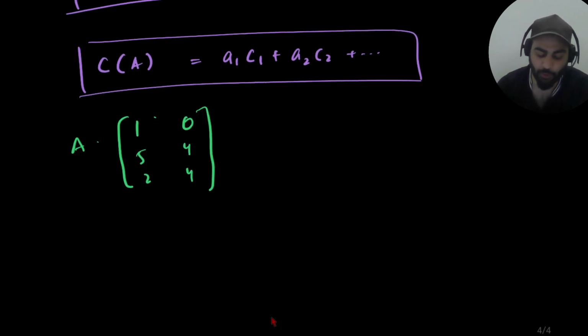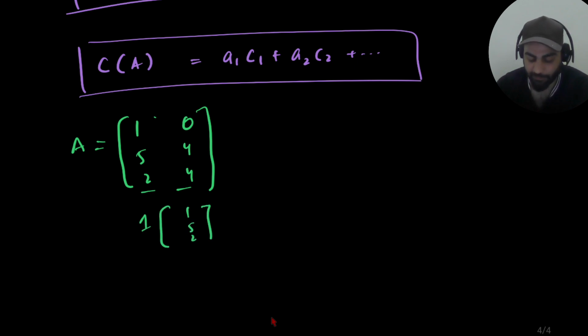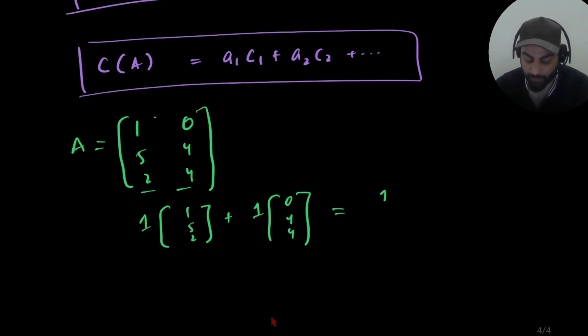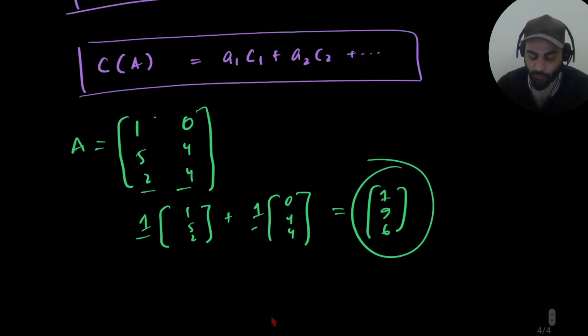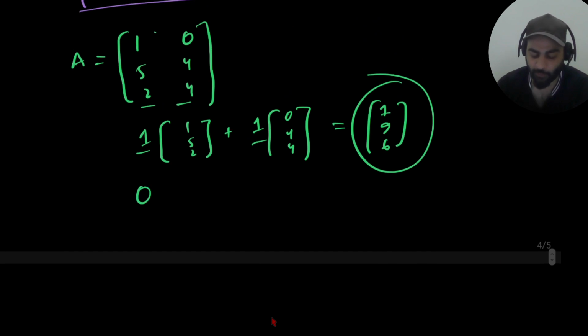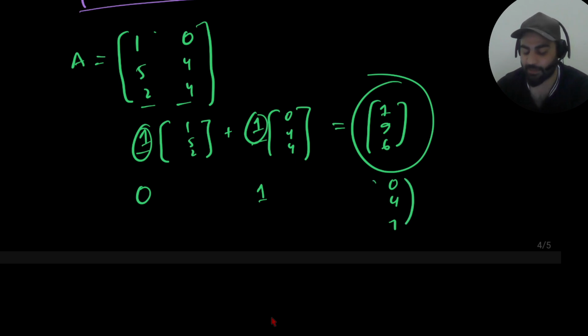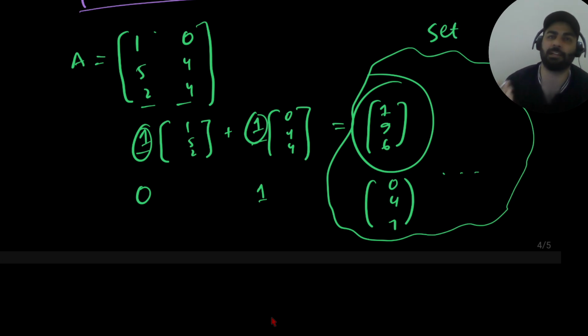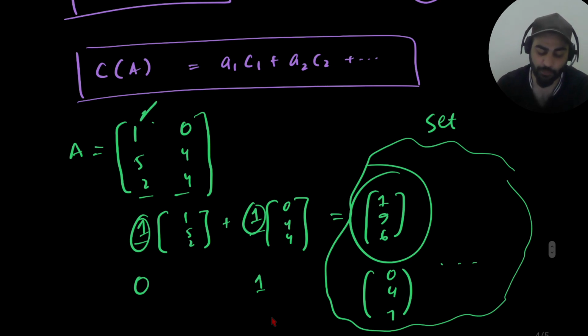If you take all the combinations, the combination can be, let's suppose, 1 times 1 5 2 plus 1 times 0 4 4. This will basically give us 1, 9 and 6. So this is also a vector. If you change these coefficients to 0 and 1, you'll get 0, 4, 4. If you change the coefficients to some other numbers, you'll get other vectors and so on. All these vectors will form a set, and I proved that this set is a vector space. So what I told you: if you take all the linear combinations of these columns, we call it a column space.